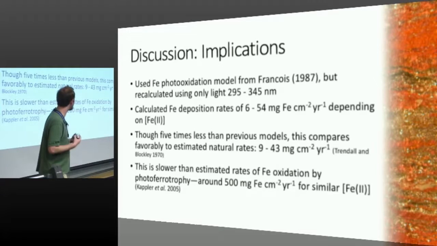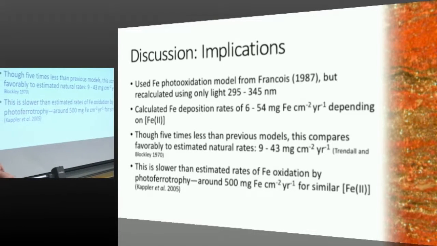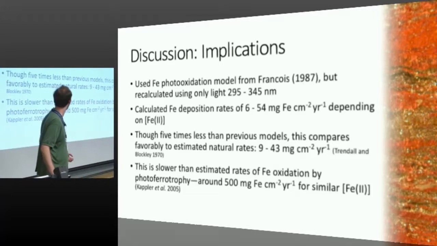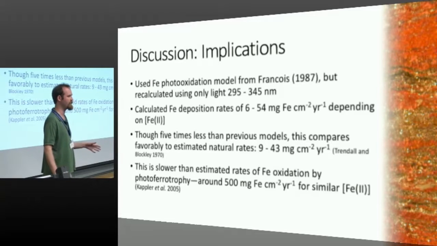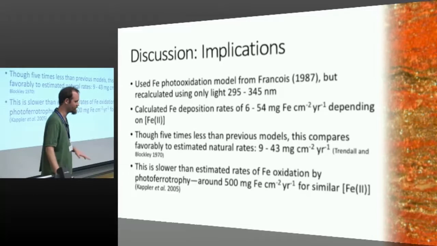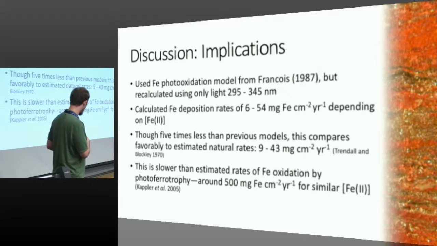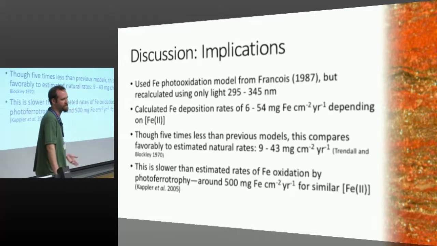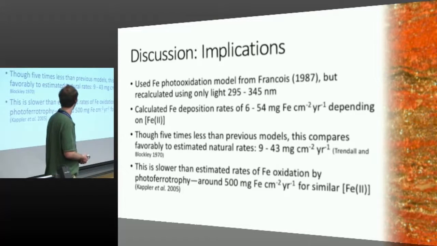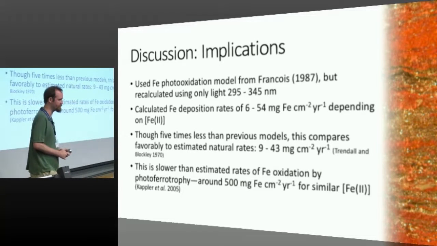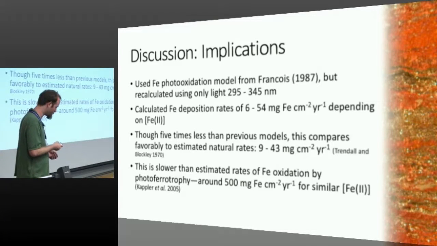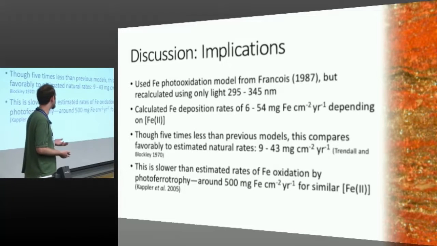Using this new wavelength dependence that I found, I went back to the old models and recalculated using only that region that I observed, and not the long wavelengths where you have all of the higher solar radiation. I calculated rates that are 6 to 54 milligrams of iron per square centimeter per year, depending on the concentration of iron 2. There are a lot of uncertainties and assumptions that went into this, but that's just to get a rough estimate. And like I said, I'm missing the longer wave absorbance here. So this is 5 times less than previous models, 5 times slower. But it actually still compares favorably to estimated natural rates.